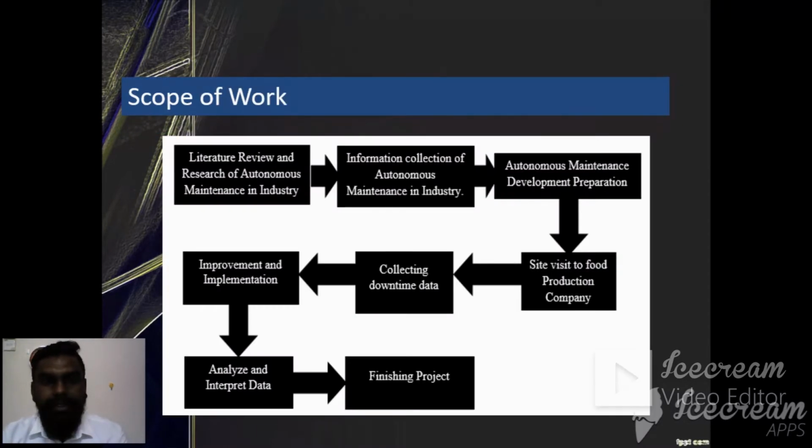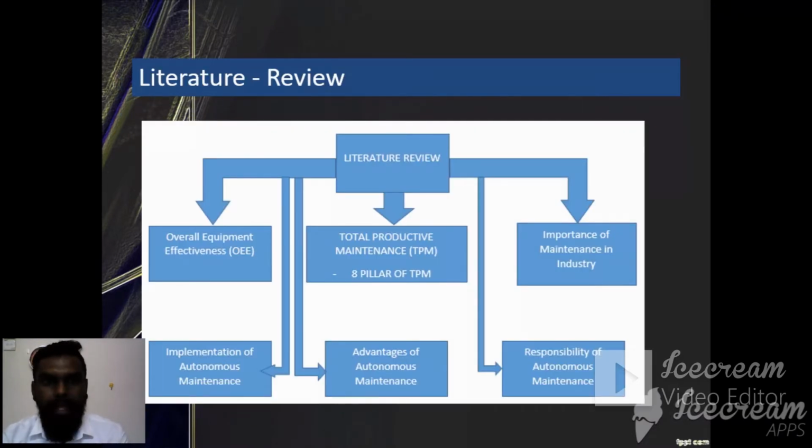Okay, this is the scope of work. Okay, next, the literature review. So I've researched OEE, overall equipment effectiveness, total productive maintenance, TPM, the importance of maintenance in industry, the responsibilities of autonomous maintenance, advantages of autonomous maintenance, and implementation of autonomous maintenance.